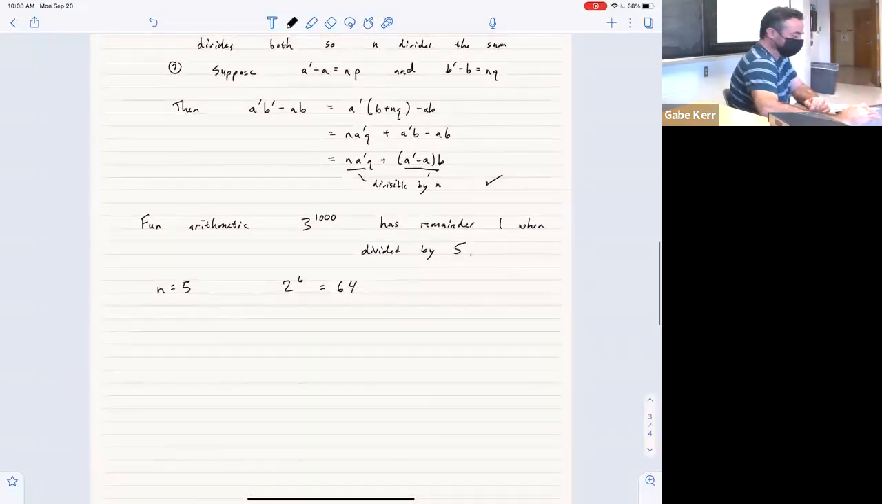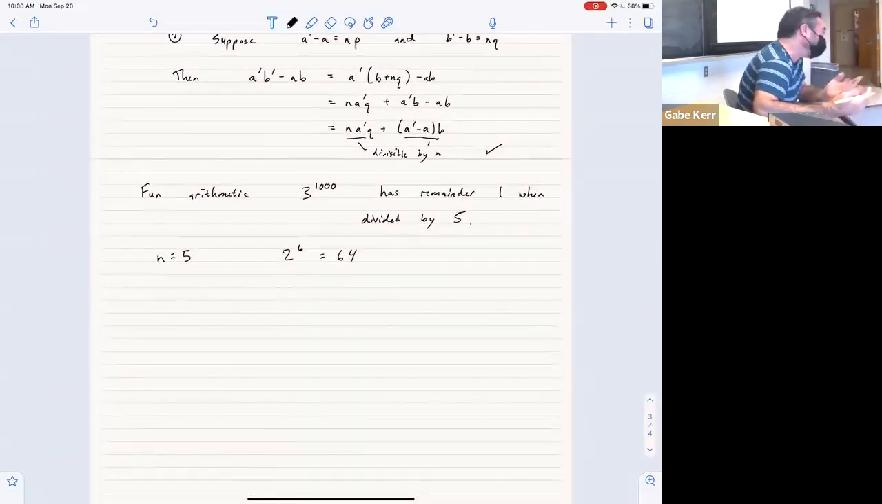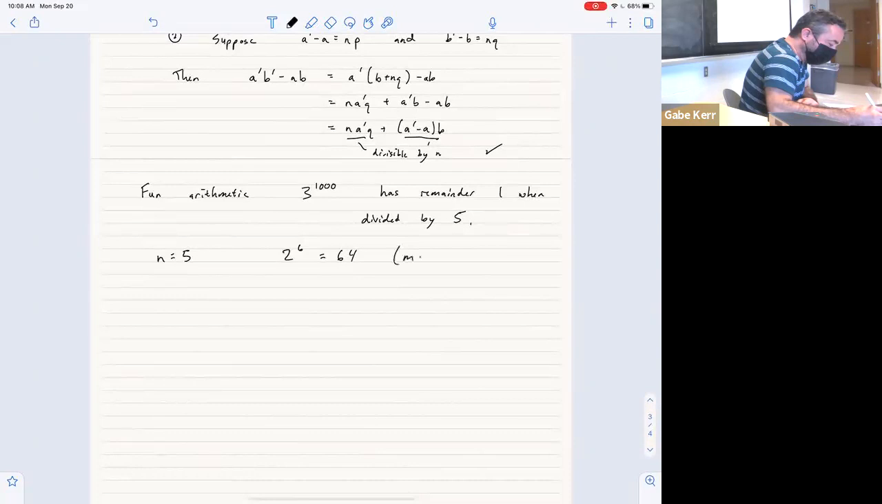I could figure it out if given enough time. So what is this mod 5 now? It is 4.